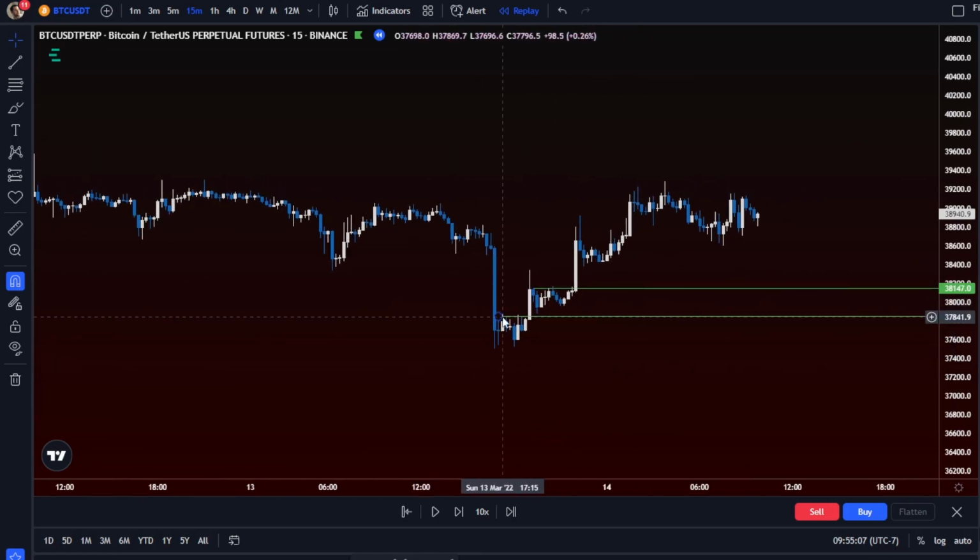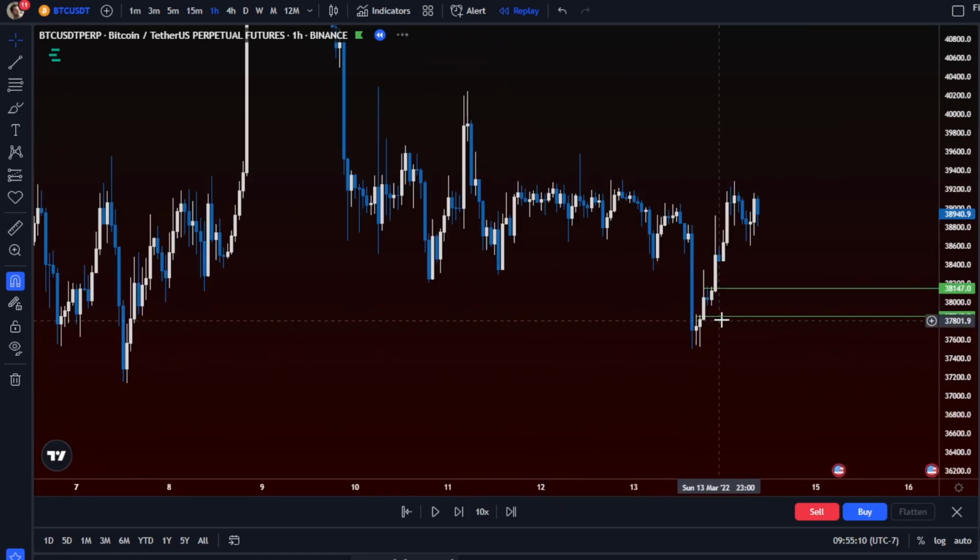So now I'm already seeing in this move that I need to identify polarity here. Hourly hold level, polarity. This looks like a good rebuy right here.